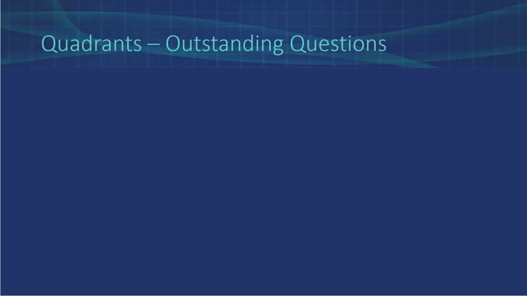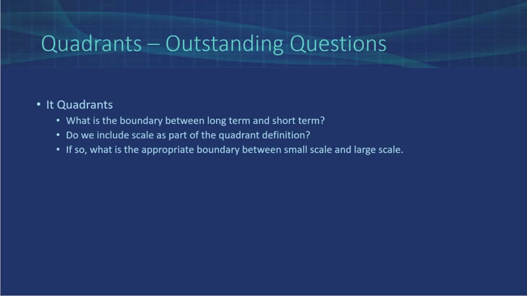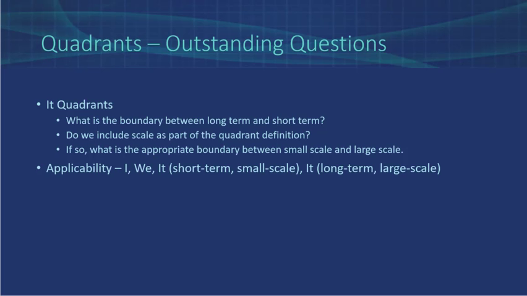From these changes, we have two outstanding questions for the quadrants. First, what is the appropriate boundary between short-term and long-term? Second, is scale an appropriate part of the quadrant definition? If it is, then what is the appropriate boundary between small scale and large scale? I'm also in the process of experiment design around the applicability within the different levels. Experiments will appear in the Medium page, and a draft should be available by the monthly update.